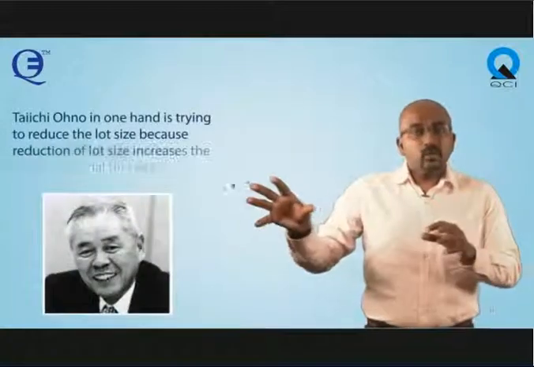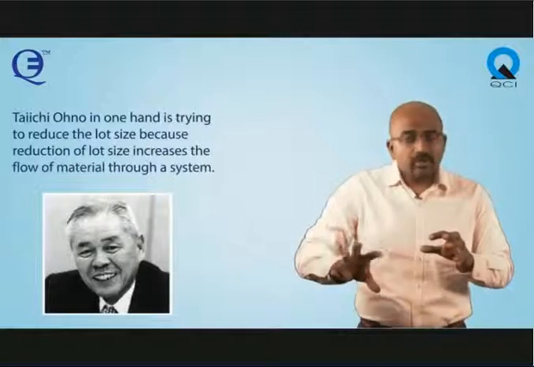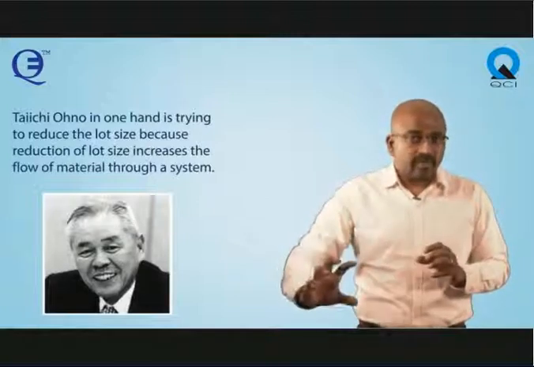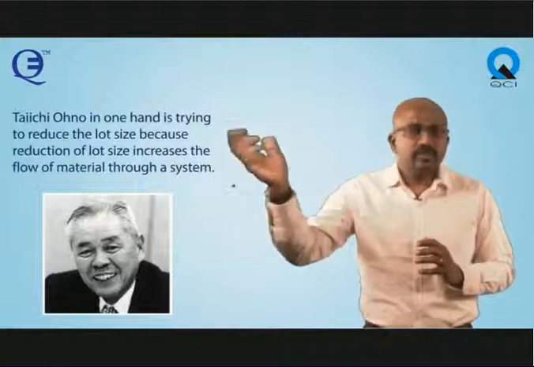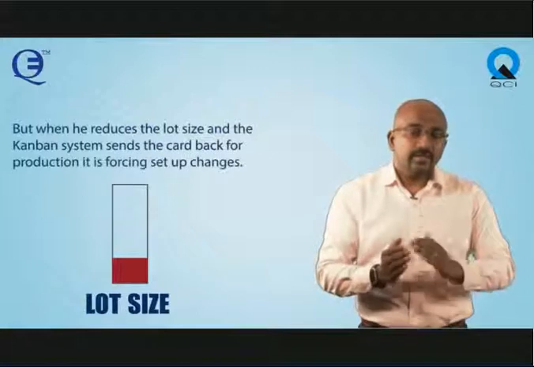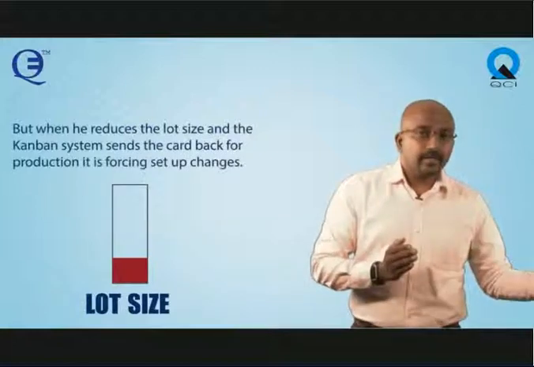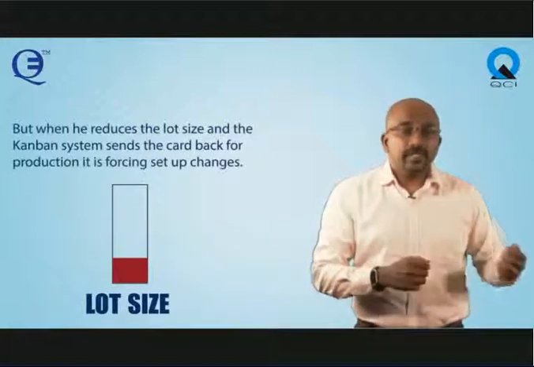Now Taiichi Ohno on one hand is trying to reduce this lot size, because reduction of lot size increases the flow of material through the system. But when he reduces the lot size and the Kanban system sends the card back for production, it is forcing setup changes. Mind you, when you are forcing such setup changes, it is but natural that there were many times where the setup time was much more than the time required to produce the lot.